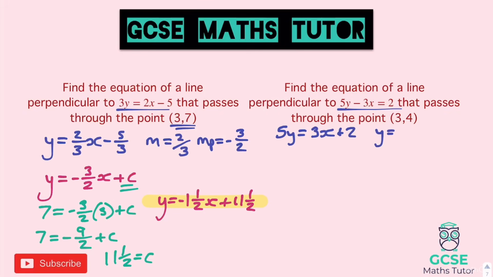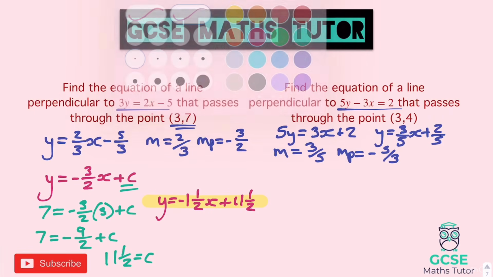We get y equals 3/5 x plus 2/5. Not that we need that one at the end, but there we go. And then we can write our gradient. So at the moment, the gradient is 3/5. And our perpendicular gradient, if we flip that over, we get minus 5/3. So minus 5/3. Right, let's put it in place, see what we get.